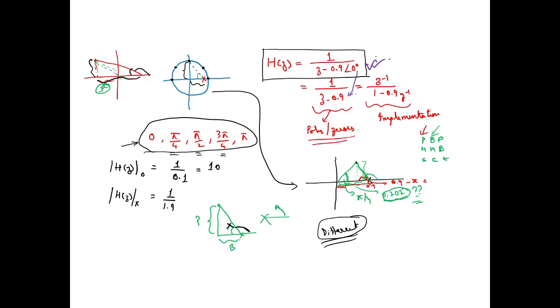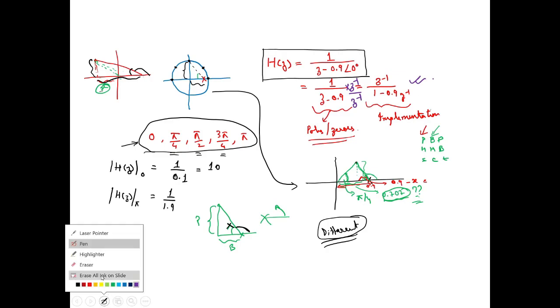Now this equation, 1 by z into 0.9, can be multiplied with z inverse both in the numerator and the denominator, and we get a term z inverse divided by 1 minus 0.9 z inverse.